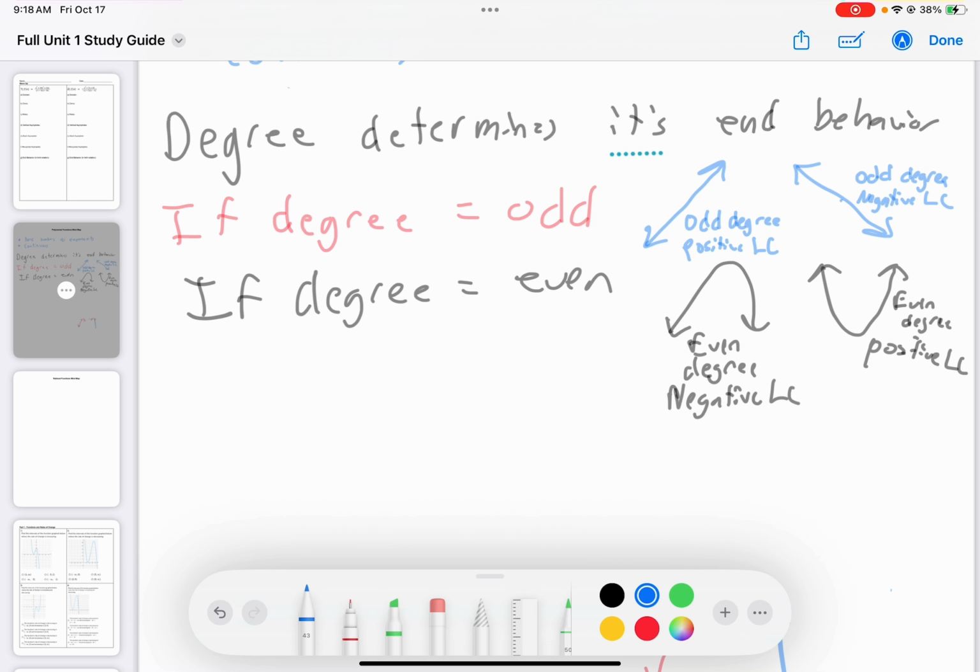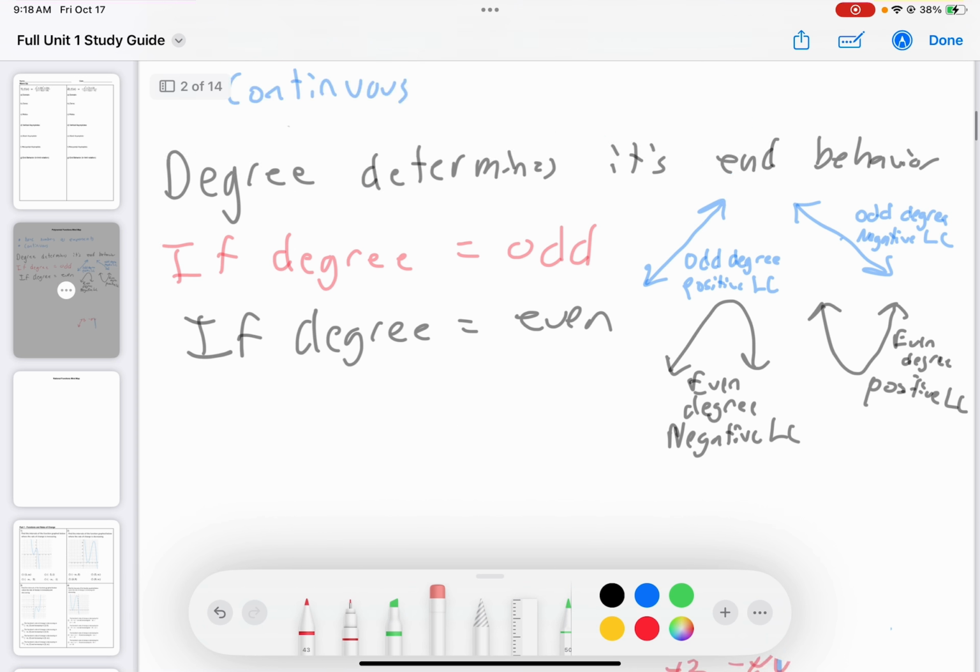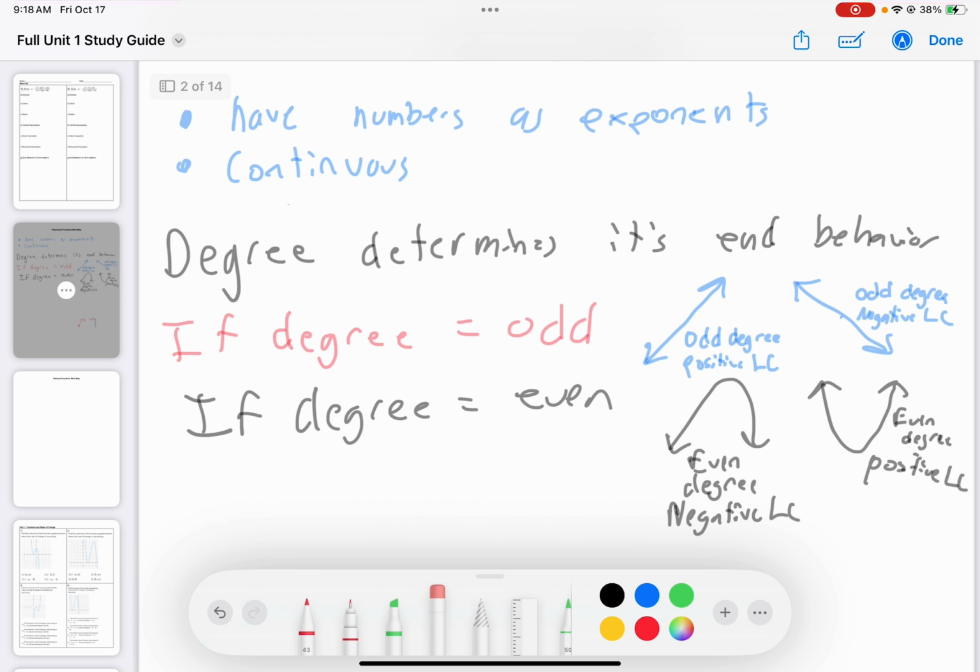Now that does not mean that it looks exactly like it. So I could have a cubic function that looks something like this. Well, that is not a linear function, but its end behavior is going to resemble a linear function. So there is a difference between the end behavior representing it and the function representing it. Okay. So what else do we want to talk about with polynomial functions?